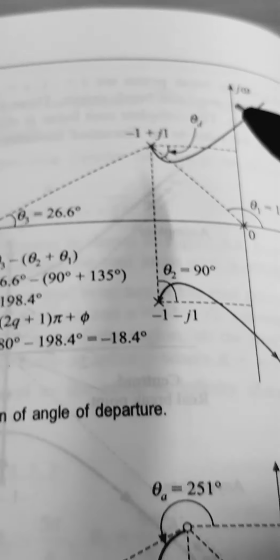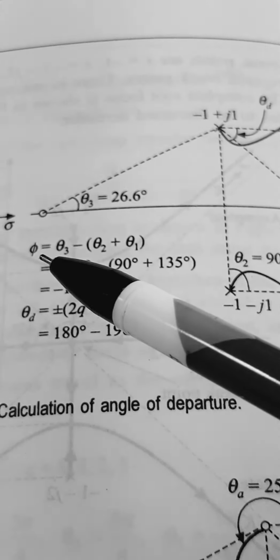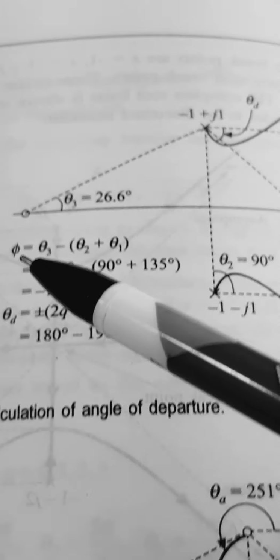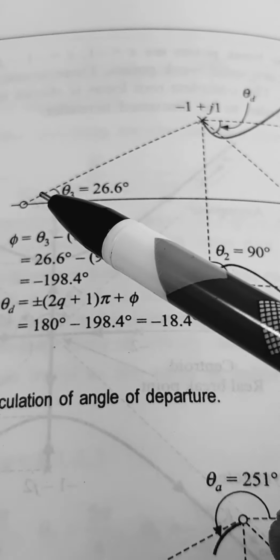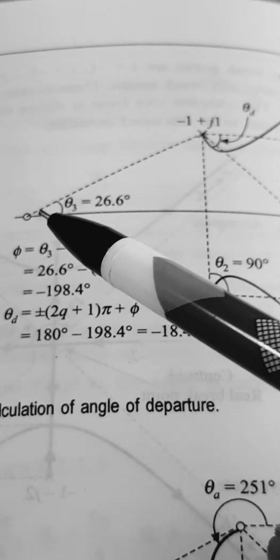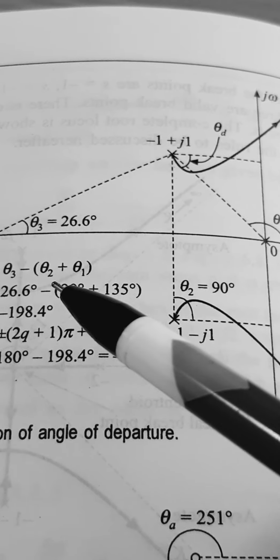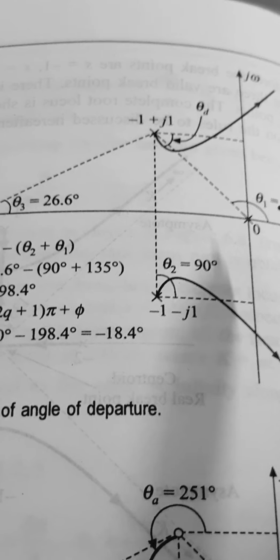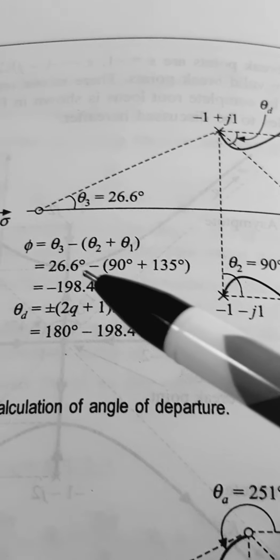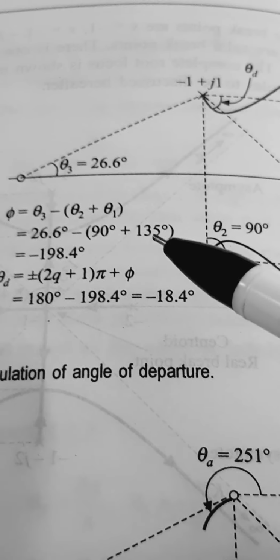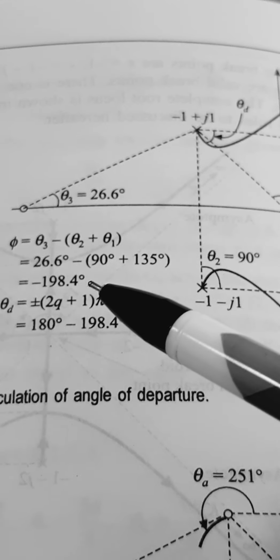Now in order to find the departure angle, you first need to find phi. Phi can be calculated with the angle created with the zero, that is theta 3, minus the angles created by the two poles, that is theta 2 plus theta 1. So 26.6 minus (90 plus 135). So you are getting minus 198.4 degree.